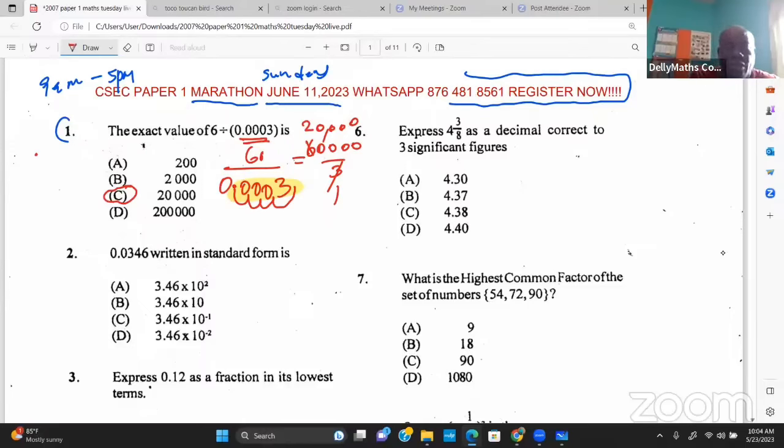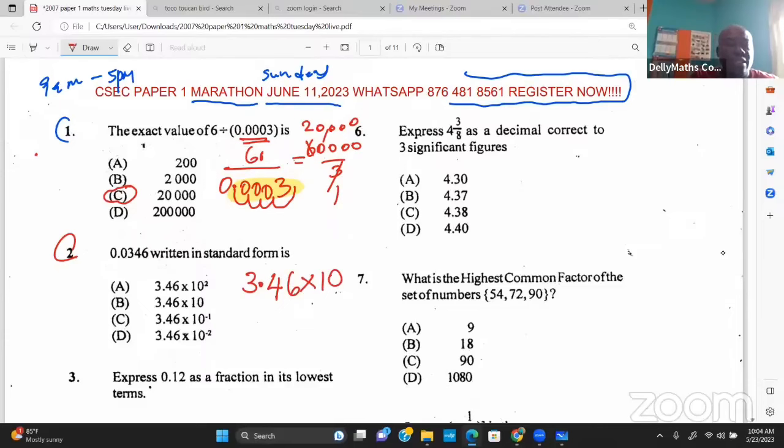Question number 2. Question number 2 says, looking there, 0.0346 written in standard form. Remember, in standard form, the decimal point must come after the first non-zero digit from left to right, which means we're going to have the decimal point between the 4 and the 3. And then it's always going to be times 10.